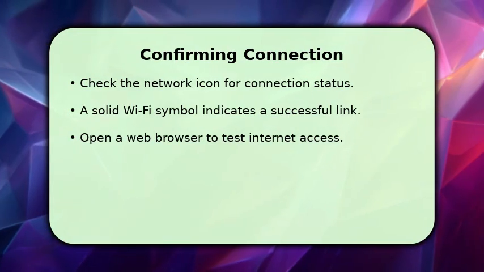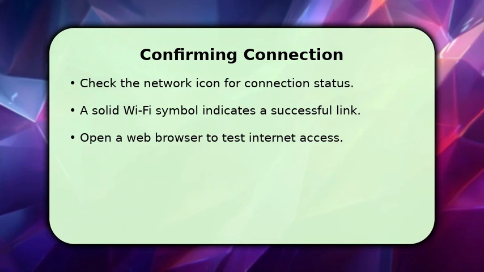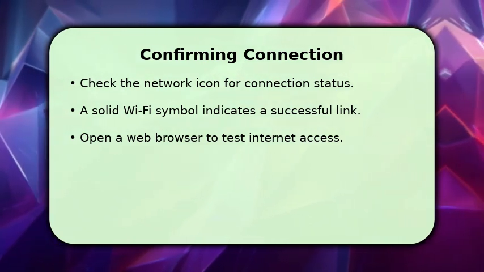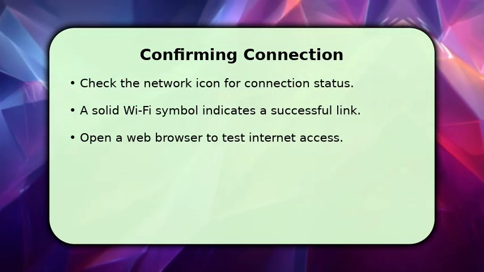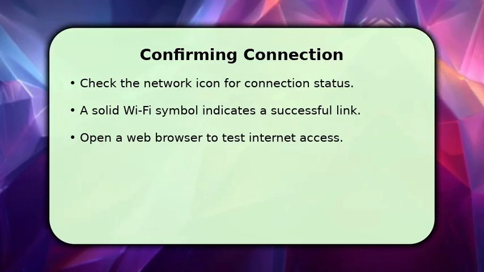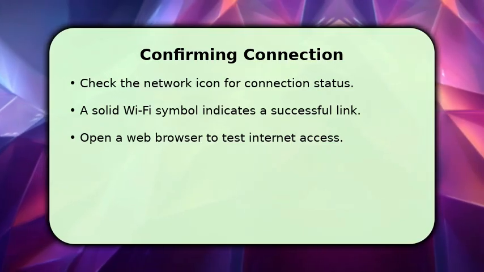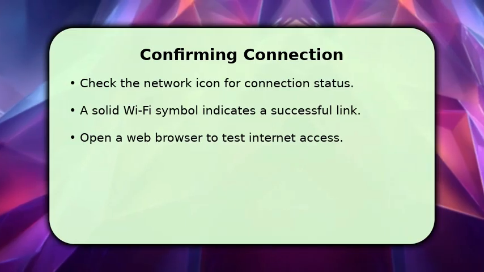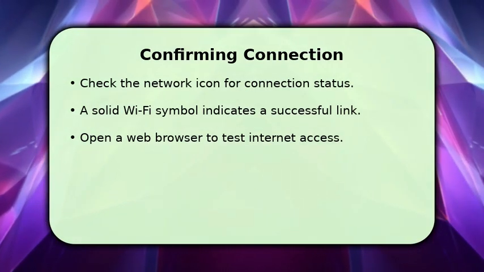After clicking Connect, observe the network icon in your system tray. A solid, filled-in Wi-Fi symbol typically signifies a successful connection to the internet. If you see an exclamation mark or a disconnected symbol, there might be an issue. To confirm full internet access, open your preferred web browser, like Chrome or Firefox, and try navigating to a website. This simple test will verify your Zebster computer is online.